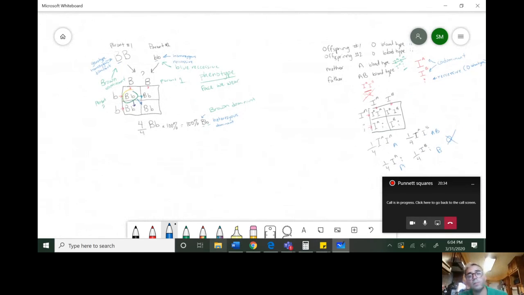And that's our base work for Punnett squares. If you have any more questions, feel free to ask.